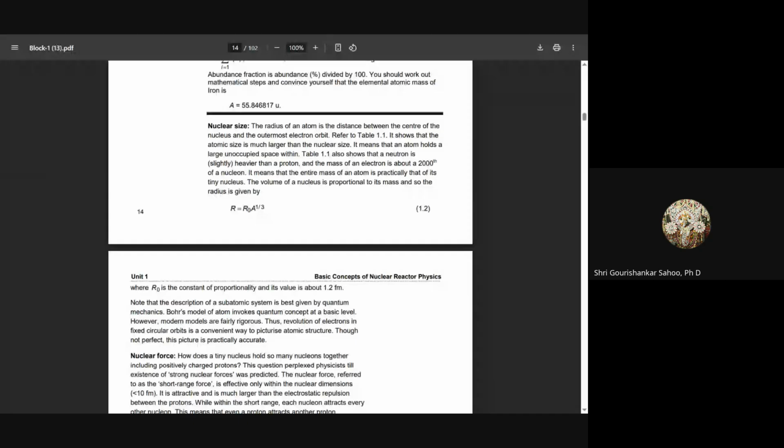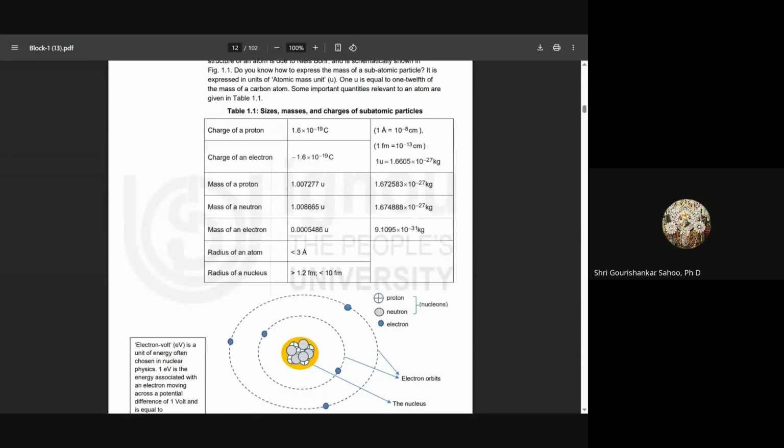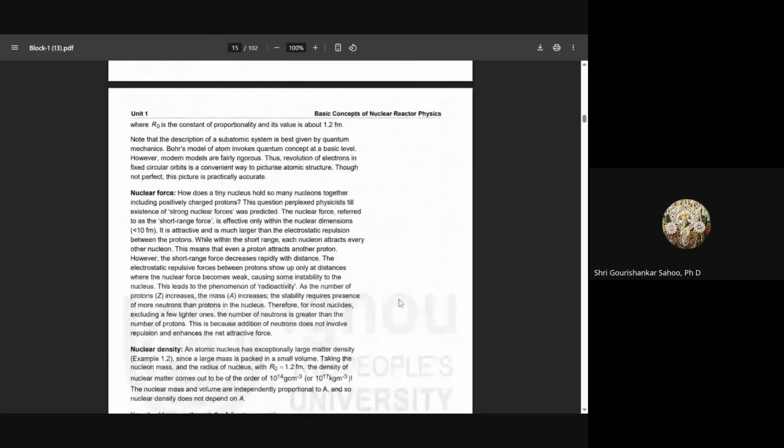And you can see that the neutron is slightly heavier than the proton. The neutron mass is 1.674888 into 10 to the minus 27 kg. For that of the proton it is 1.672583 into 10 to the minus 27 kg. So the neutron mass is slightly higher than that of the proton mass.